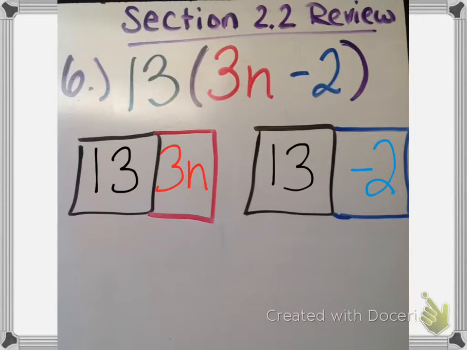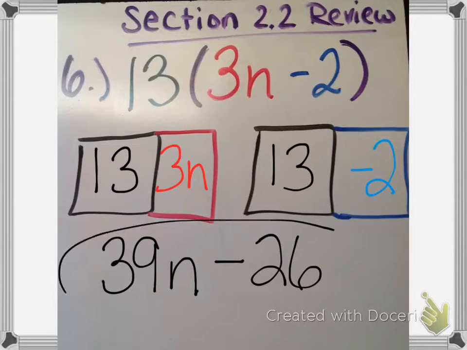Now it's time to multiply. 13 times 3n is 39n. A positive 13 times a negative 2 is a negative 26. Your final answer is 39n minus 26.